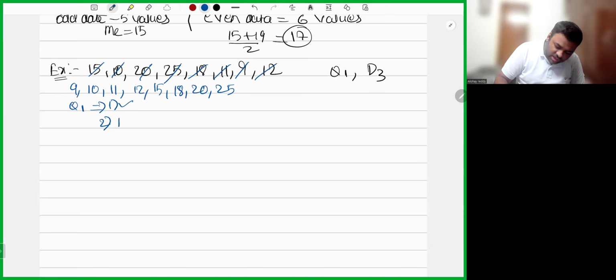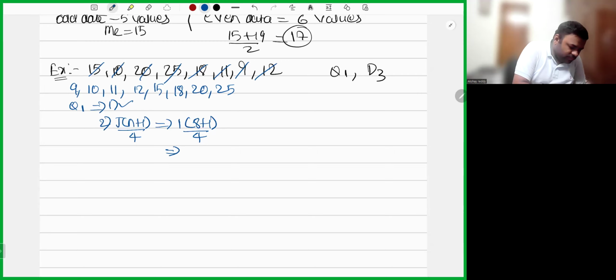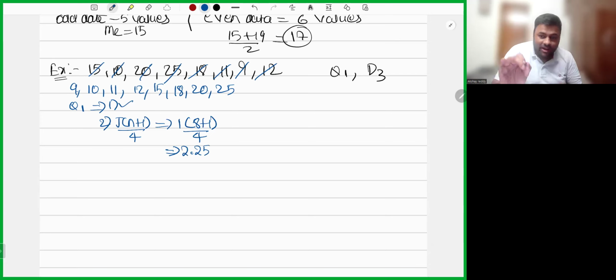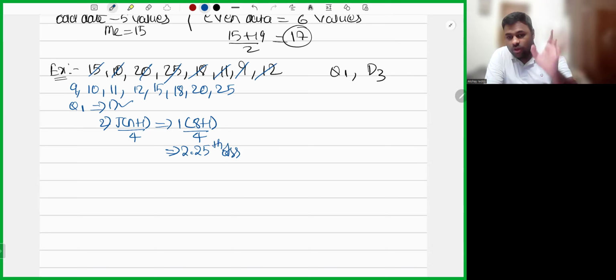Second step, J into n plus 1 by 4. 1 into 8 plus 1 by 4, which is 1 into 9 by 4. That gives 2.25. My dear friends, note this: 2.25 is not the answer. 2.25 is the location. It's a location, the 2.25th observation. You need to identify this location.